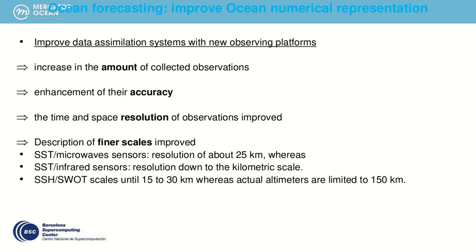So some ideas about how we can improve the services and the products given by ocean forecasting. One thing is to improve the oceanic representation by improving data assimilation systems with new observing platforms. Including the observations is important, and including data assimilation is important to inject detailed data into the model, and also so that the model can use this data better to perform the integrations. Some ways that this can be done is to increase the amount of observations, to enhance the accuracy, the time and space resolution of the observations, and the description of finer scales.